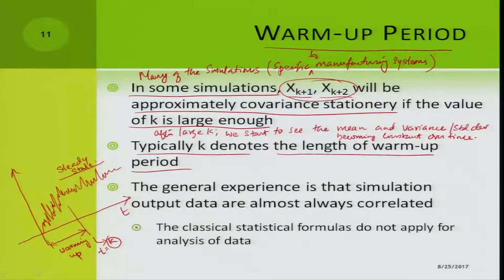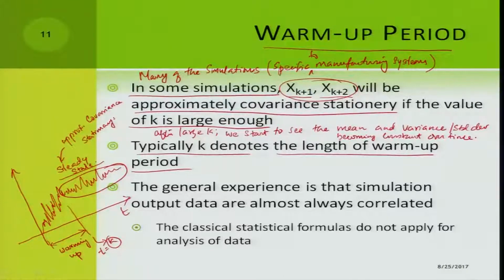This is the process in which your covariance is almost stationary. So this is approximately covariance stationary, or you can think that the mean and the variance are kind of steady over time.